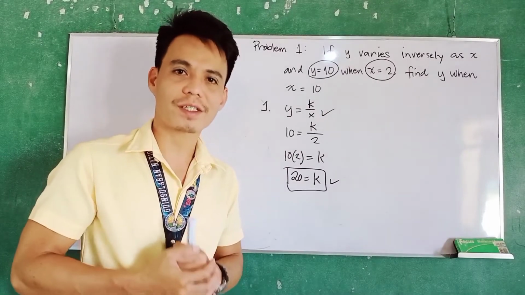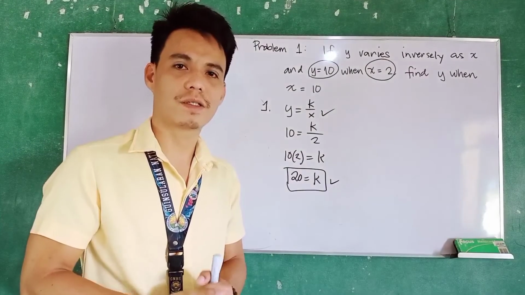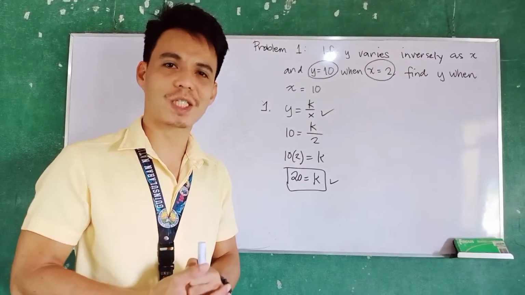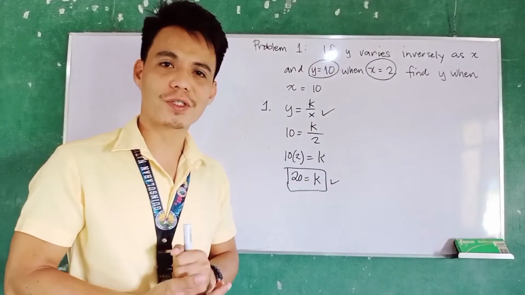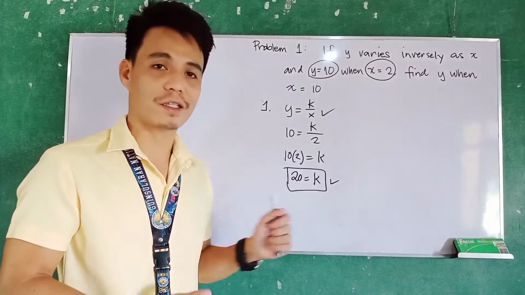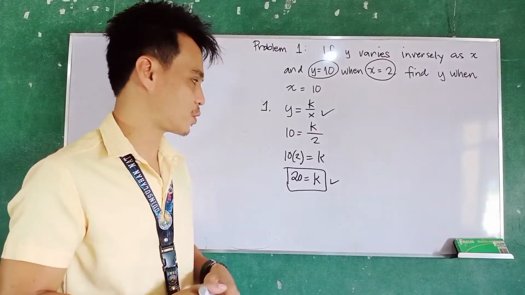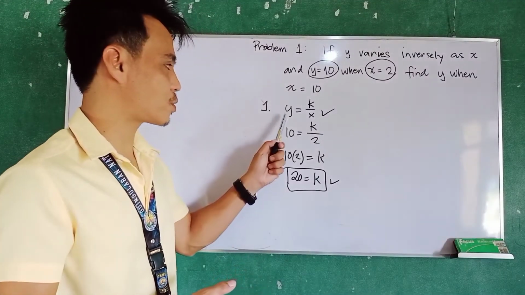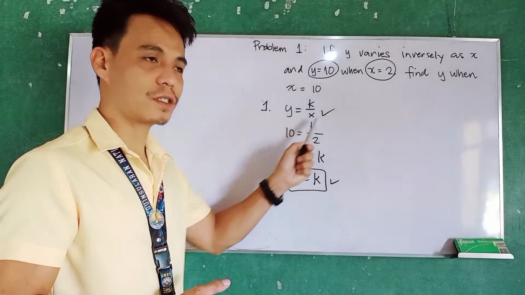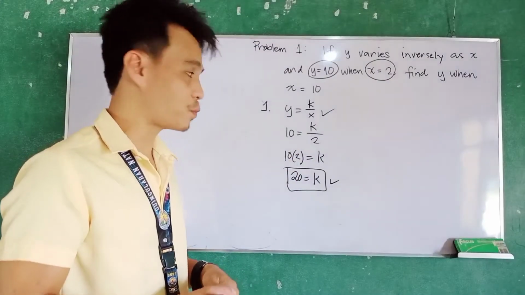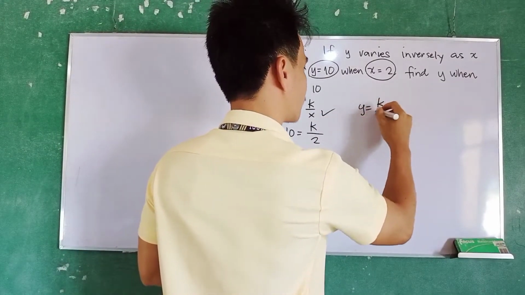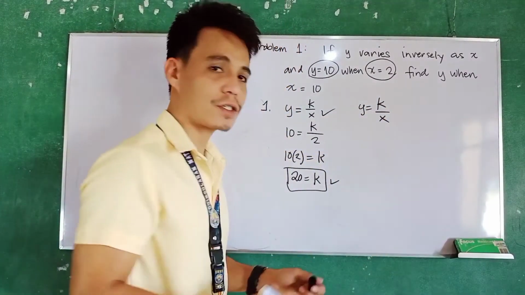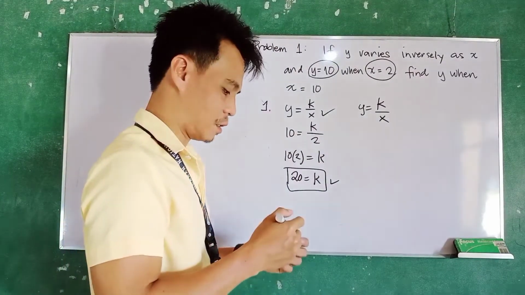Now, group 3, what is the next thing to do? Very good. So next thing to do is to rewrite the equation in step 1 and use the value of your constant to solve the problem. Good. So therefore, we'll try to use the first equation in step 1. So therefore, we have y is equal to kx and substitute for the value of k.